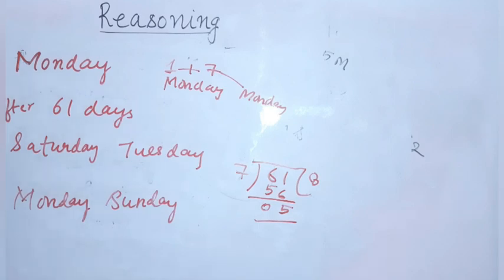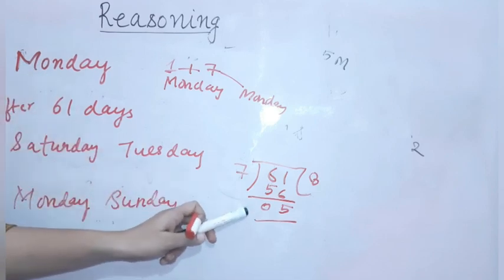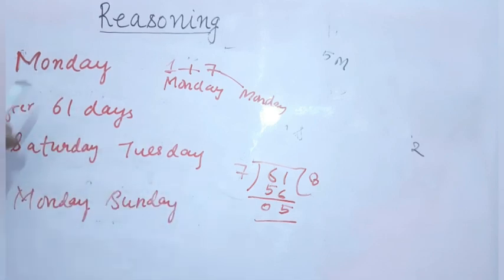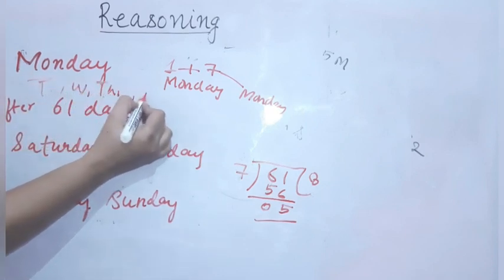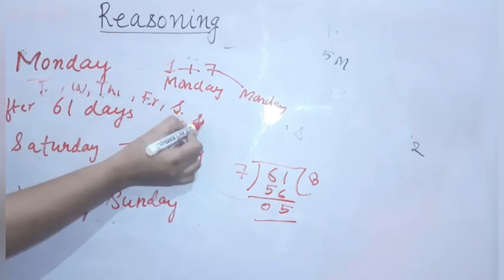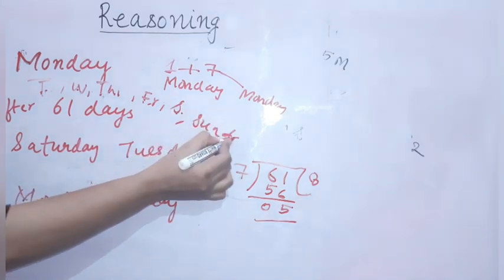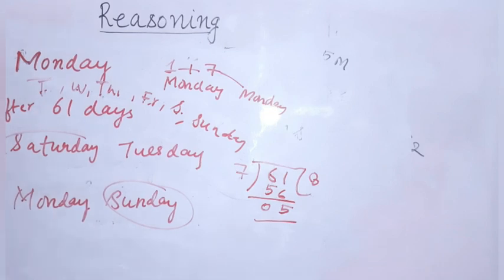Yes, students, your answer is totally right. The answer will be Sunday, because it is written after 5 days, which means we have to leave 5 days. On the 56th day there is Monday. After 5 days means Tuesday, Wednesday, Thursday, Friday and Saturday. 1, 2, 3, 4, 5. So after 5 days it will be Sunday only. Students, what is the right answer? Sunday is the right answer. I hope you have understood this question.